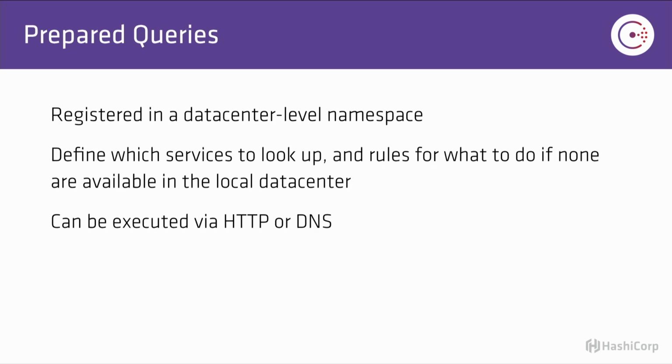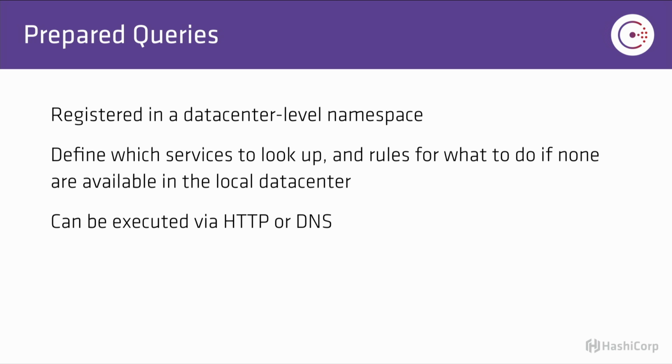So we're almost there. There's one other thing. Prepared queries. This is a new thing in Consul 0.6, and it has had some enhancements in the point releases that followed. What these are is you register a prepared query in a particular data center. So there's a namespace for each data center. You define what services to look up and what to do if you can't find anything locally.